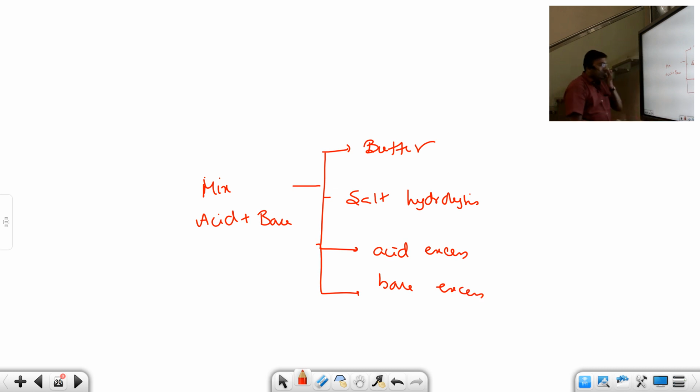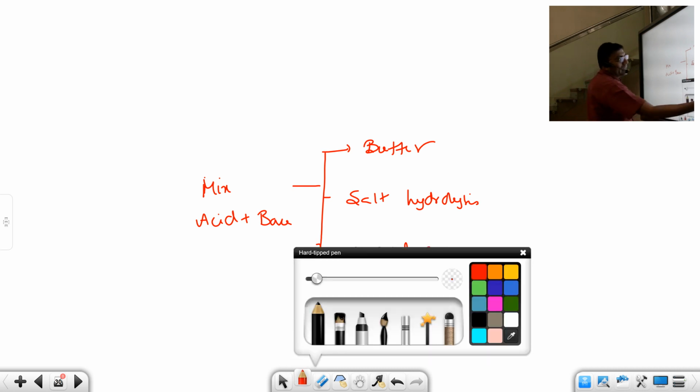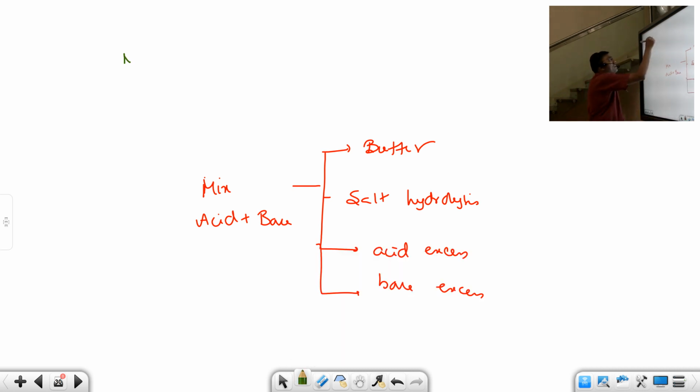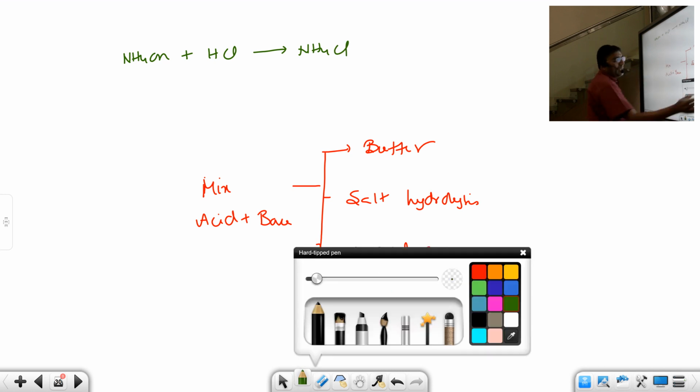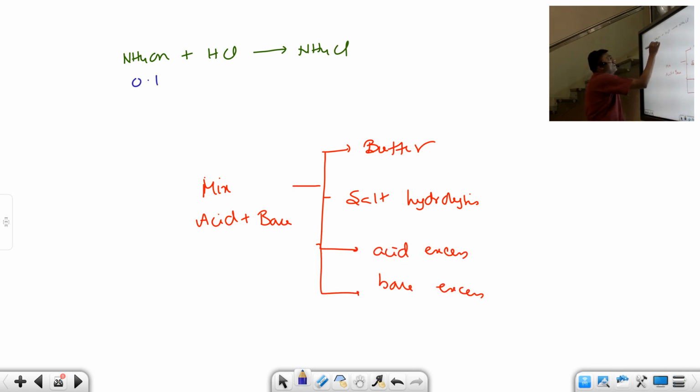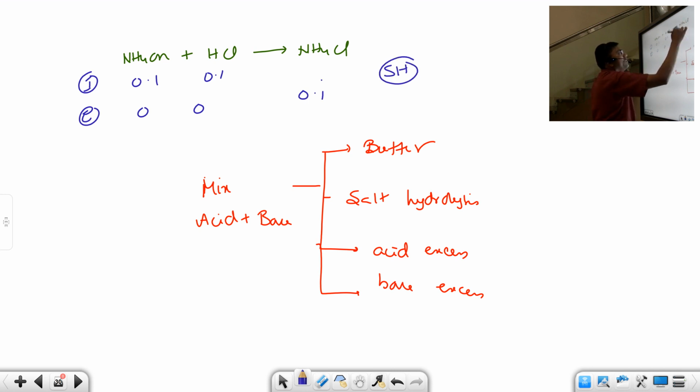So how do you understand this? Again, I'll give one nice example for you. For example, NH4OH plus HCl gives rise to NH4Cl plus water. Here I am taking 0.1 initial. So equilibrium will be 0, 0, 0.1. So it undergoes salt hydrolysis, because only this is left out. This is case 1.